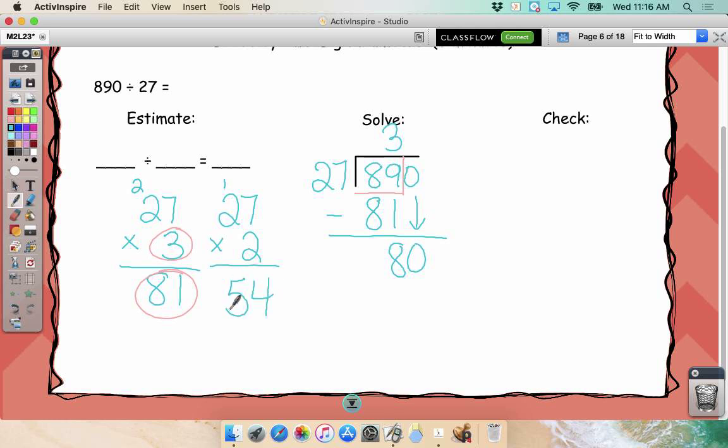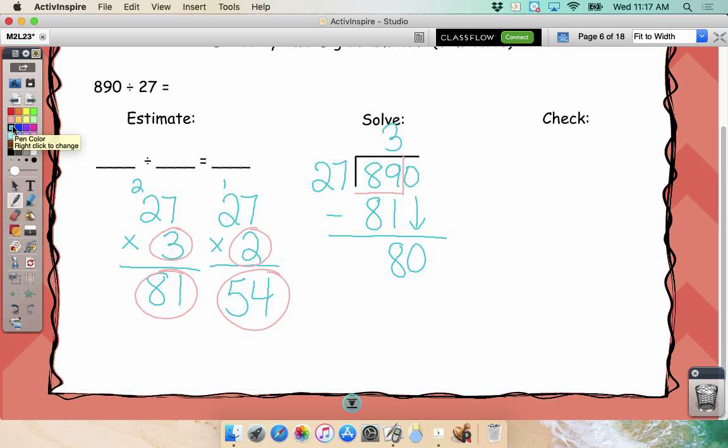What do we got here? 54. Did you get 54 when you multiplied that? Yeah. I can tell by the smiles on your faces. Okay, so now, again, we've got 2 numbers that need to go in the division problem. Put them in the right place. And I know I'm breaking this way down, but I think it's going to help.